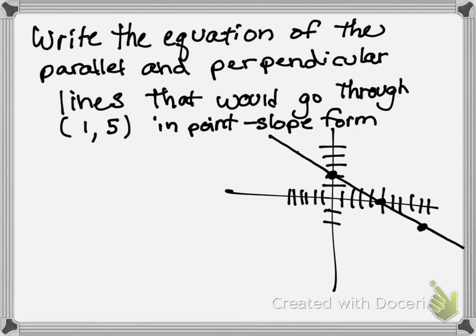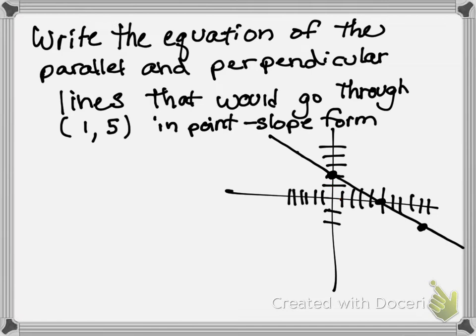In this problem, we're asked to write the equation of a parallel line and a perpendicular line that goes through the point (1, 5) in point-slope form. So just to give you a visual of what we're looking for, the point (1, 5) is about right here, and we want to write an equation for the parallel line and the perpendicular line that would have a 90-degree slope. So to do that, we need to get the slope and the two coordinates that we see here.